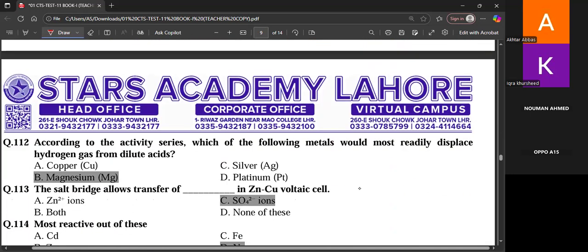Next is 112. According to the activity series, which of the following metals would react? That is magnesium, because magnesium is present on the upper side of the electrochemical series. The elements present on the upper side react more easily with acids to form hydrogen gas. So we can say that the beta option is correct, because magnesium is present on the upper side of the electrochemical series.